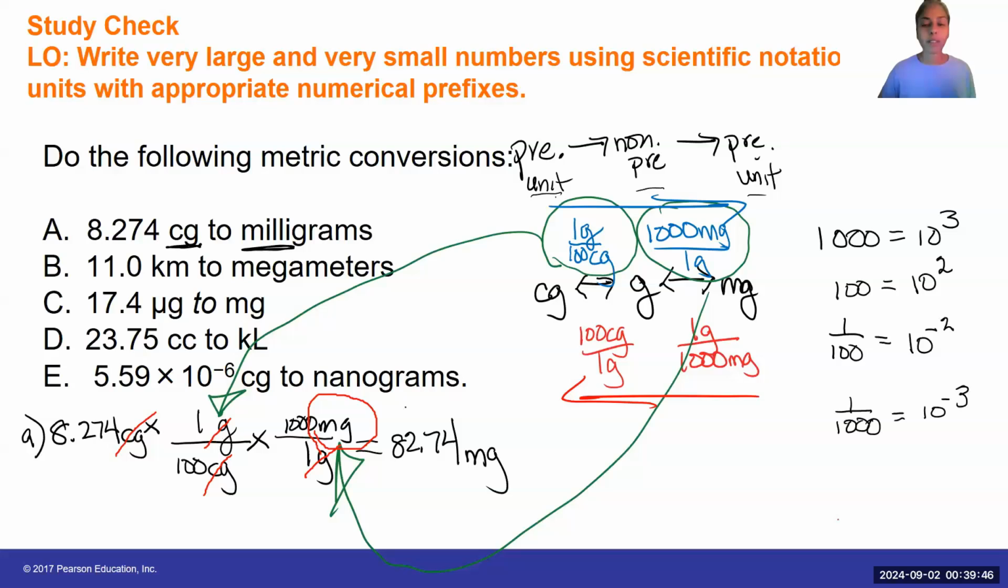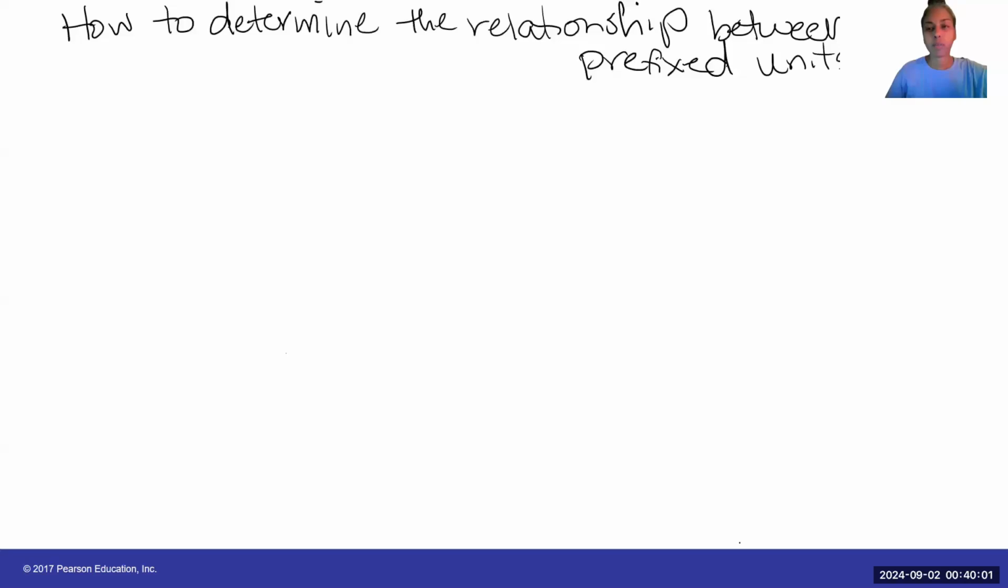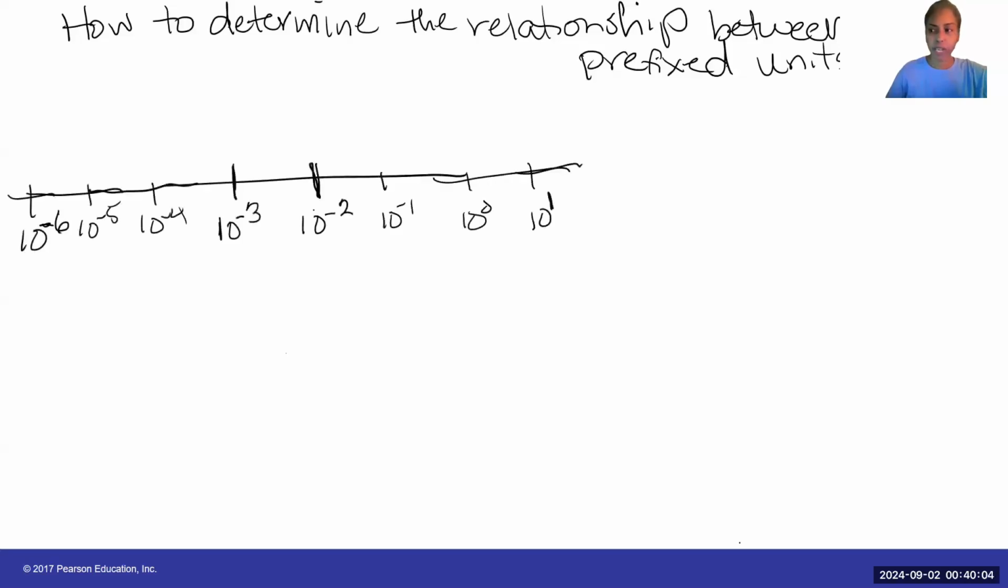Now, I know that that's quite a few steps. How can we minimize some of these steps when doing these types of metric conversions? You can determine the relationship between prefixed units by creating a number line. This could be a mental number line, or it could be something that you draw. Once you get used to converting between units, it will become more like second nature to you. On this number line, I've started with 10 to the positive 1, and I've gone down to 10 to the minus 6.